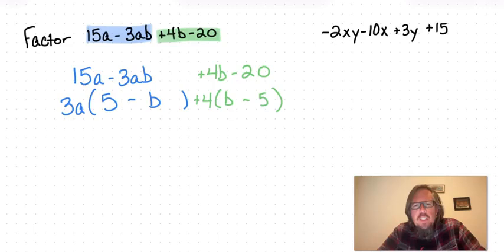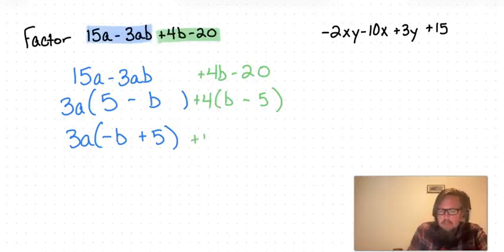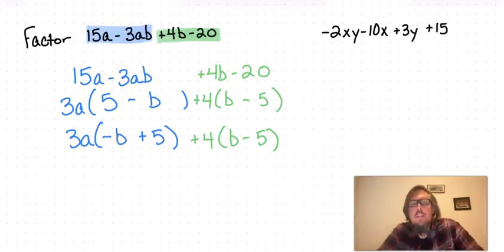Okay, so when I look at these two parentheses, one of them is 5 minus b, and the other is b minus 5. So they're not exactly the same. I'm going to rewrite this first set so that the b comes first, negative b plus 5, and this one I'm going to leave the way it is, b minus 5. So now they both have b come first, but they're not the same. And for us to factor by grouping, the parentheses have to be the same. They're almost the same, but the signs are wrong on one of these.